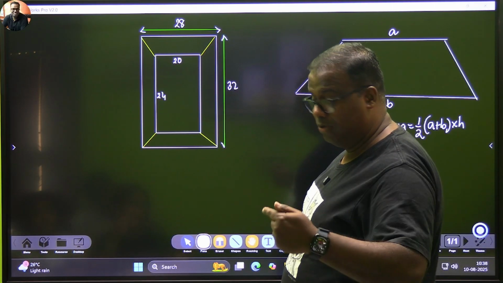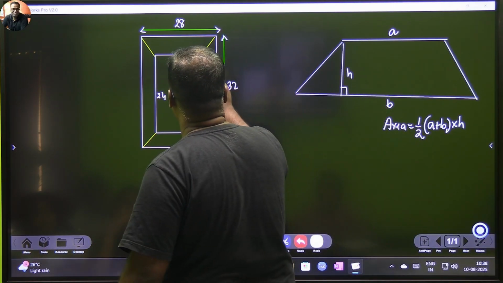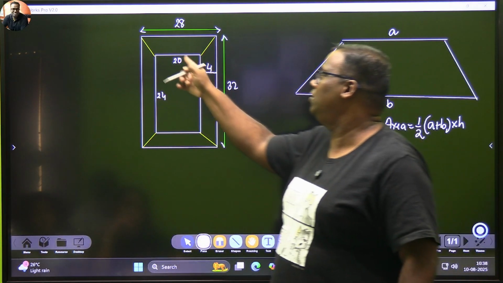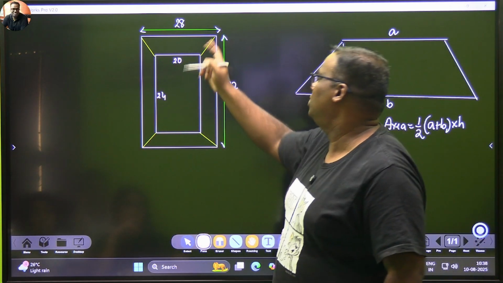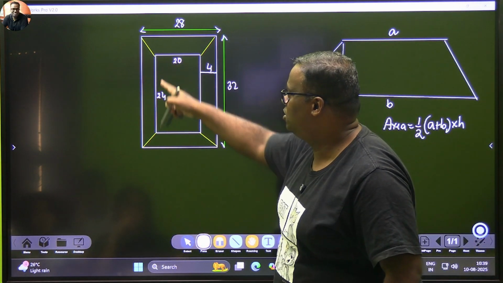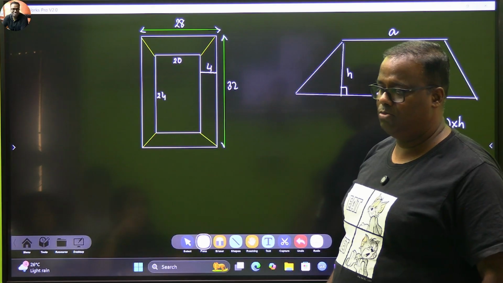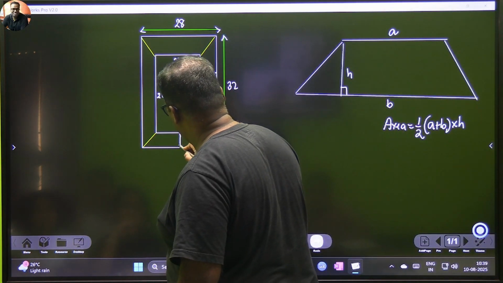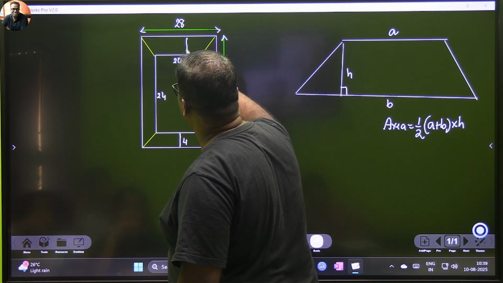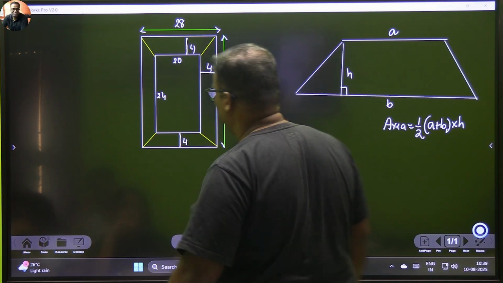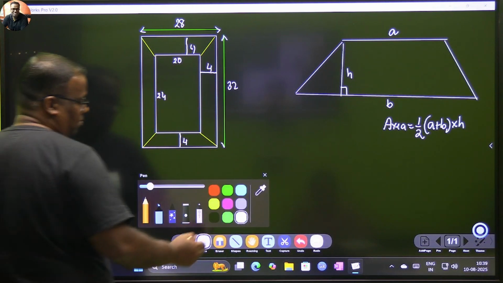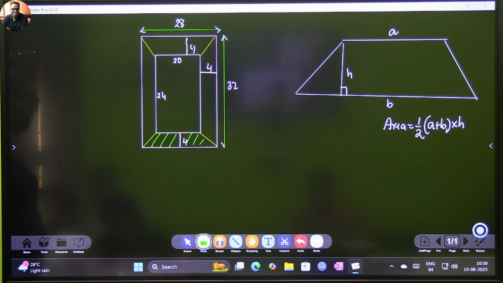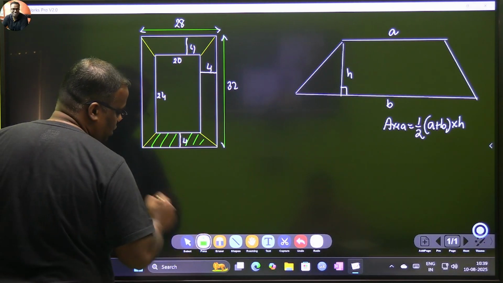That's the perpendicular. So for this trapezium, what is the perpendicular? 4. And if the photo frame is to be uniform, this side also we should get 4. Exactly. So this side is 32 and this side is how much? 24. 32 minus 24 is how much? 8. 8 divided by 2 is 4. That means this portion is also 4 and this portion is also 4. So let's just take this trapezium now. Are you in a position to find its area? Why not? We are in a position to find its area.